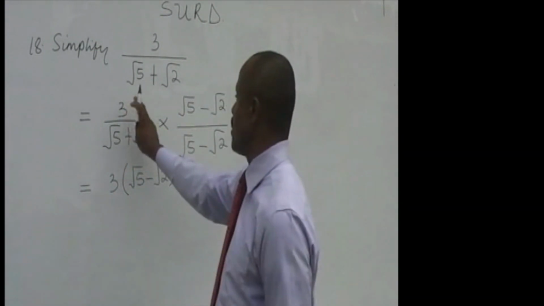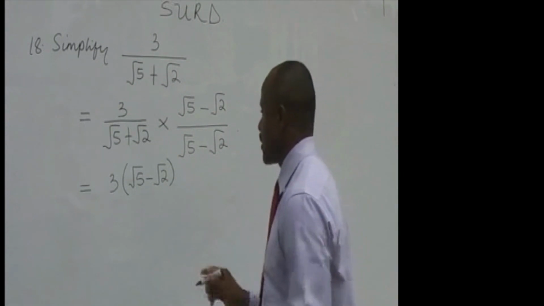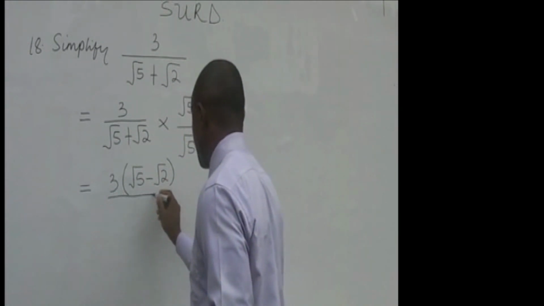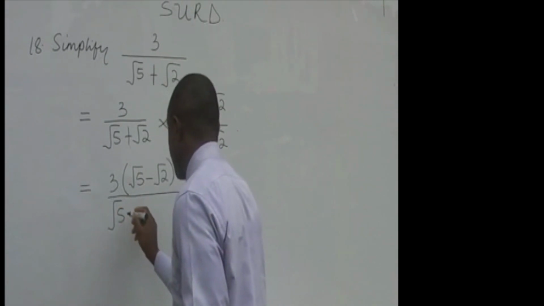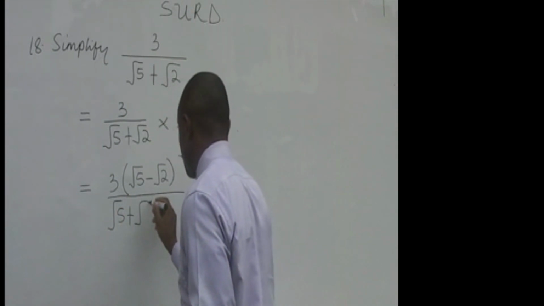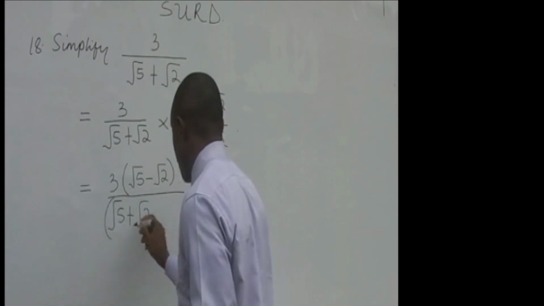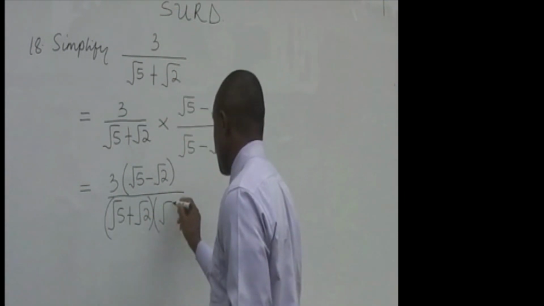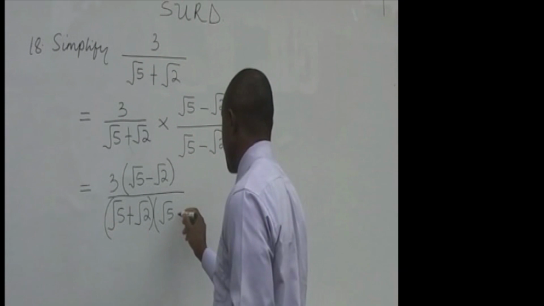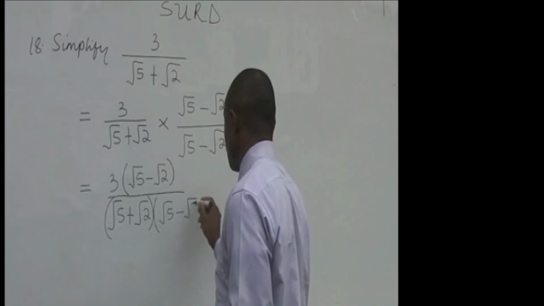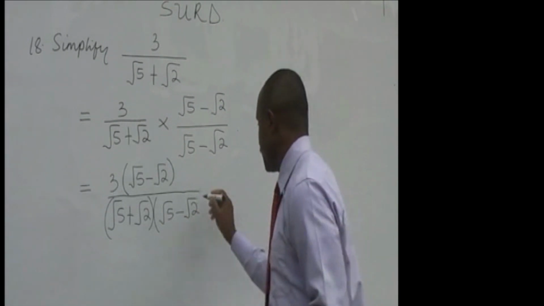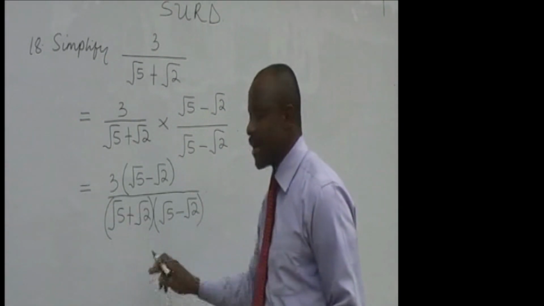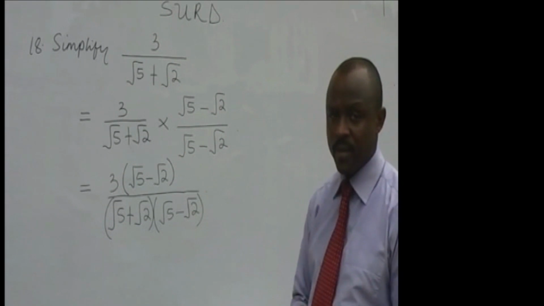That is what it means. Multiplying together the numerators, then the denominators, becomes root 5 plus root 2 into root 5 minus root 2. That's what this means. I see that this is like the form of a quadratic equation.